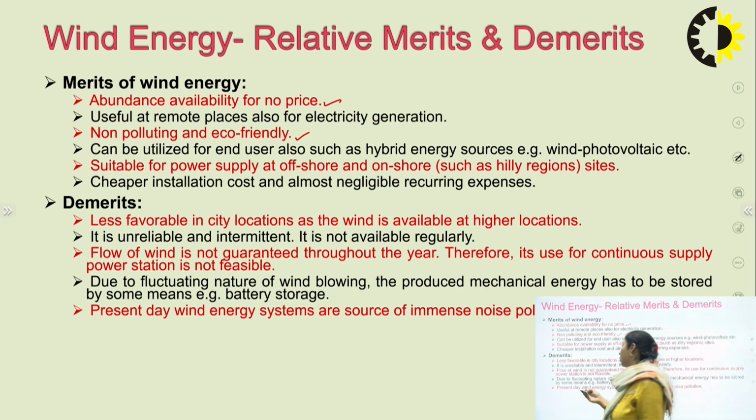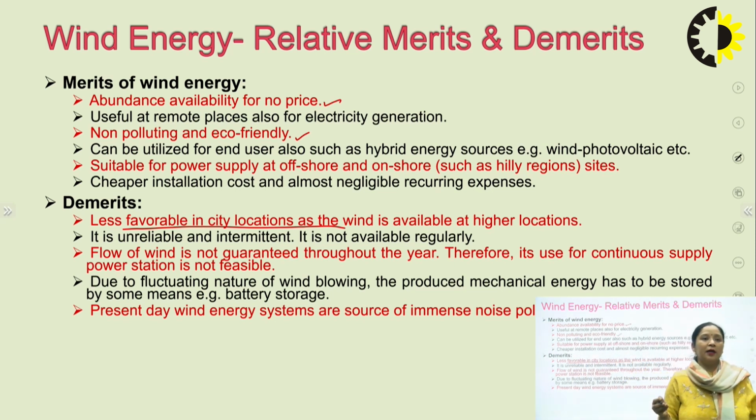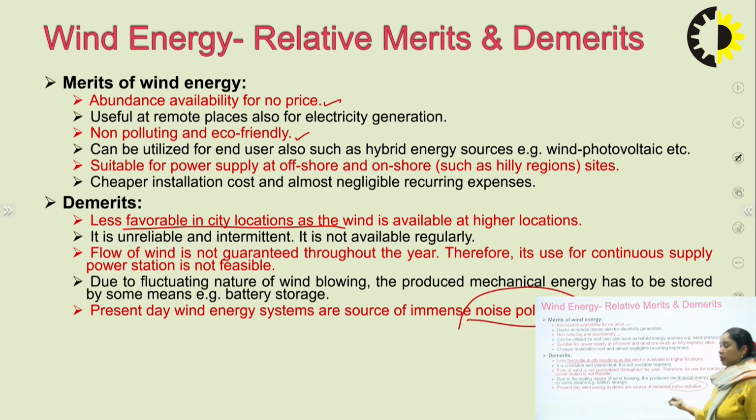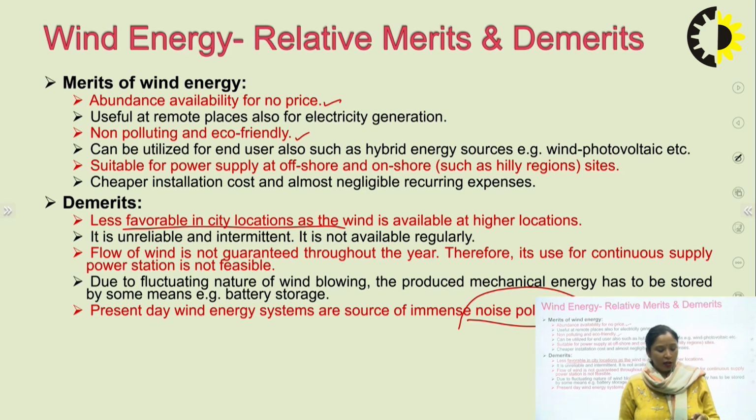Demerits: one of the demerits is it is less favorable in cities. You know, there are high landscapes in cities and there is less wind. So it is not suitable for cities. Flow of wind is not guaranteed throughout the year, and present day wind systems produce immense noise pollution. That is one major disadvantage of using wind energy.